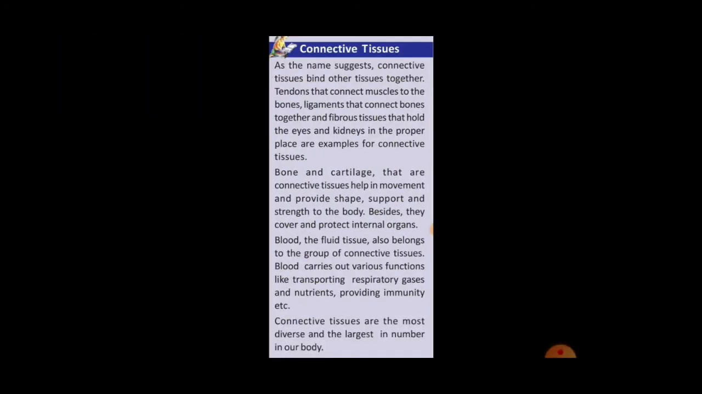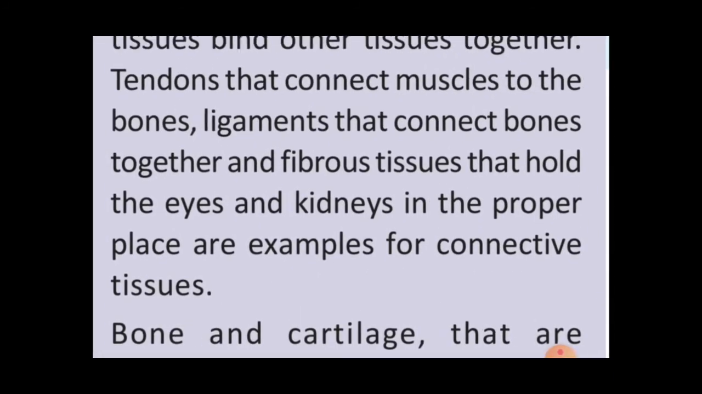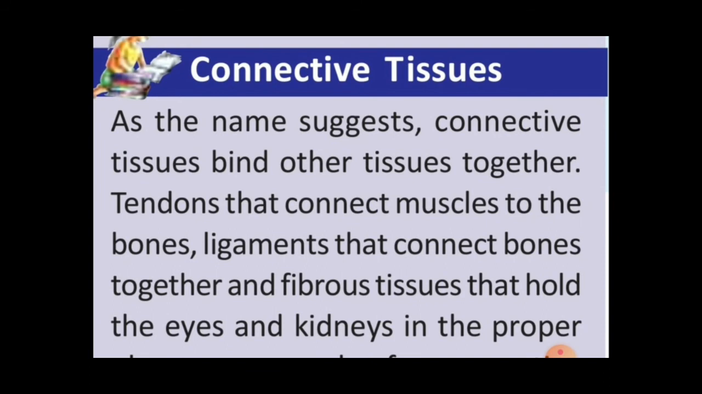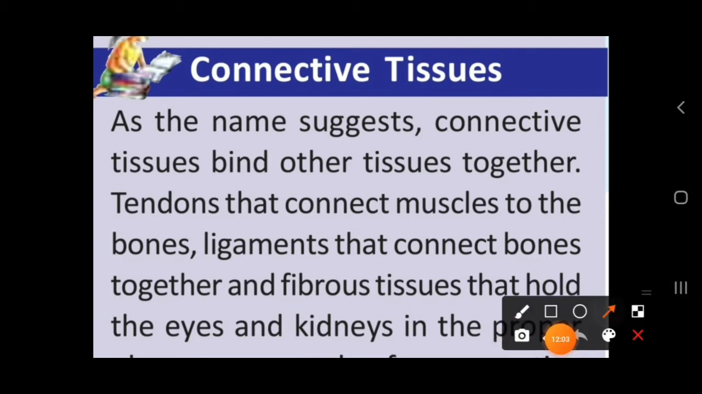Then next part, connective tissue. As the name suggests, connective tissue binds other tissues together. Tendons. Hello? Are you listening? Tendons connect muscles to the bones. Look, muscles to the bones. Ligaments connect bones together.